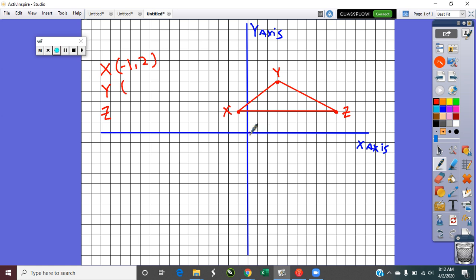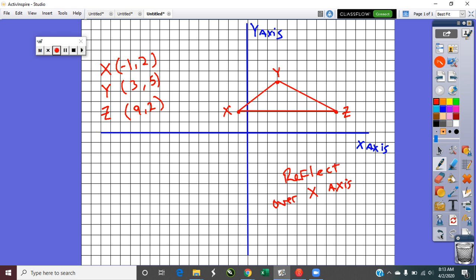Coordinates for Y look like 1, 2, 3, then up 1, 2, 3, 4, 5. Z is 1, 2, 3, 4, 5, 6, 7, 8, 9, up 2. Okay, so we're going to reflect this. We're going to reflect over, and again, your problems on your worksheet will tell you what axis you're flipping over or reflecting over. Okay, reflect over the X axis.